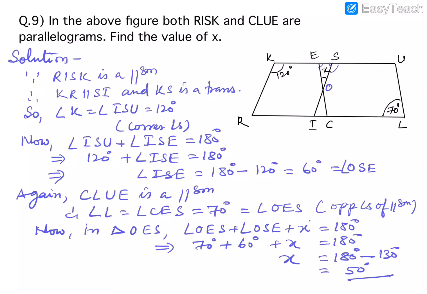Now in triangle OES, angle OES plus angle OSE plus angle X will be 180 degree by angle sum property of a triangle. Here angle OES is 70 and angle OSE is 60 degree. So putting these values in this equation, we get x as 50 degree. This is the required answer.